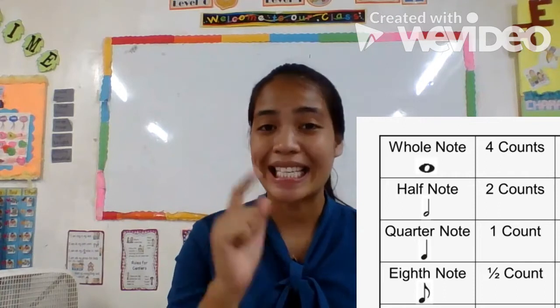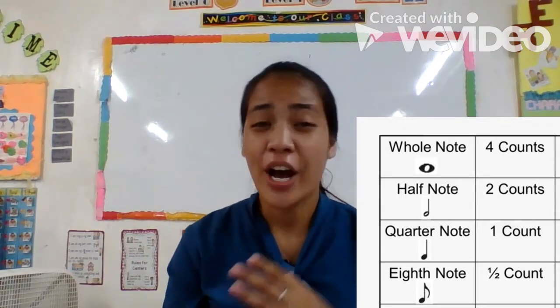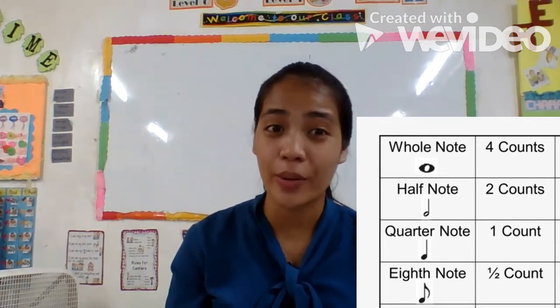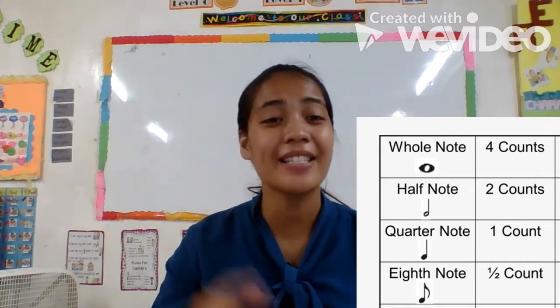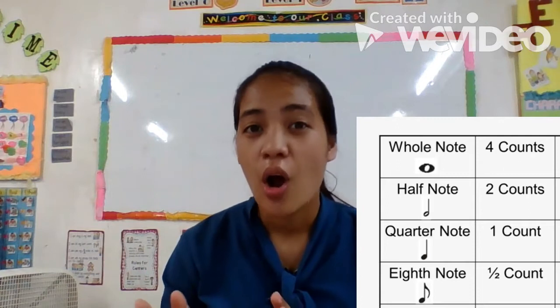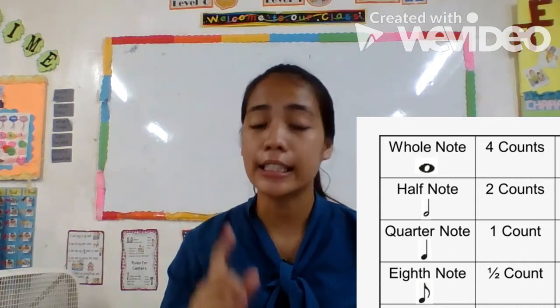Next we have quarter note. Quarter note, class, is the half of the half note. How many beats for half note? There are 2. So what's the half of 2? It's 1. So quarter note receives only 1 beat. It's just 1.